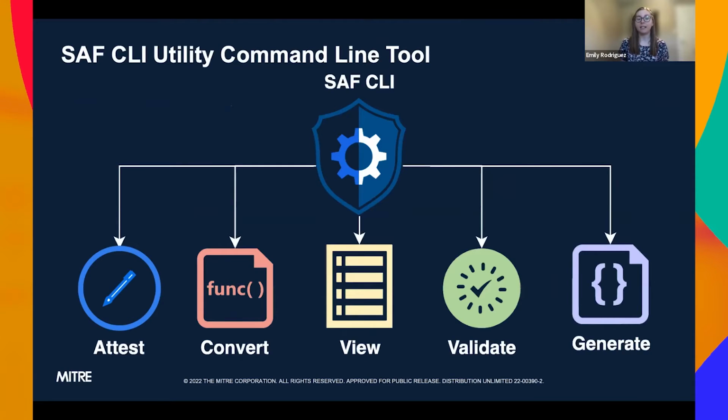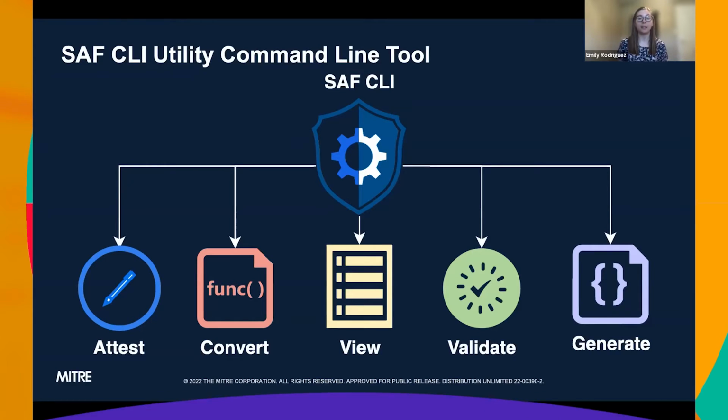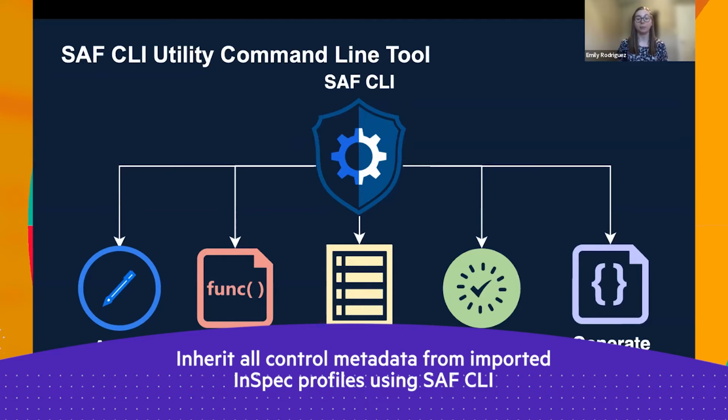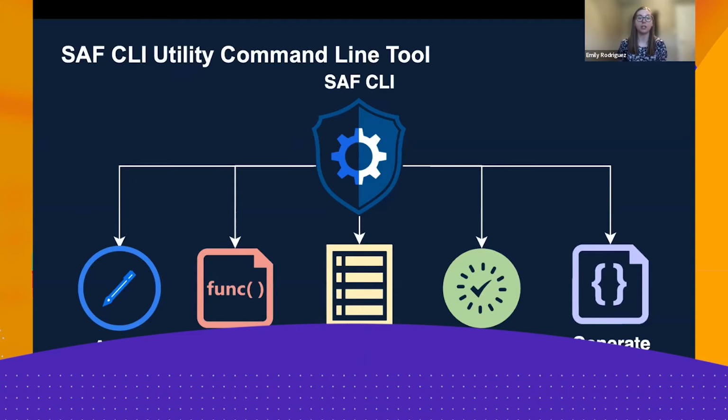The SAF CLI is a command line utility tool that has several capabilities. Will showed you just a moment earlier how you can export an inspect profile with the Vulcan application when developing security guidance. The SAF CLI can do that too. The SAF CLI uses the generate command to create a stub of an inspect profile with all that metadata based on existing guidance documentation. This means that inspect developers can inherit all of that control metadata and profile structure and really only have to write the describe blocks for the control logic.